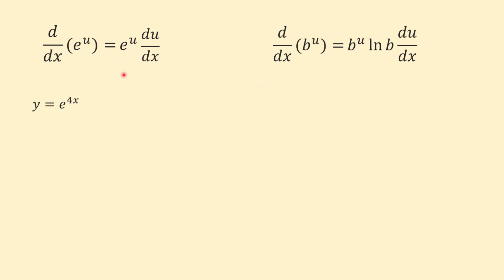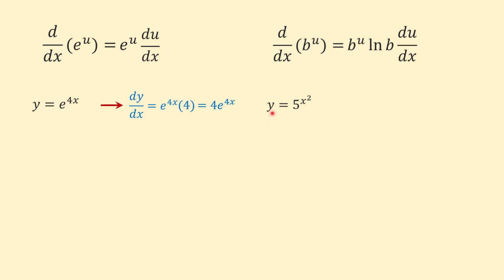Let's try some examples. Y equals e to the 4x. In this example, 4x is u. And note that derivative of e to the u is e to the u. So derivative of e to the 4x is e to the 4x. Multiply it by derivative of the power. What is derivative of 4x? 4. So derivative of the function is 4e to the 4x.